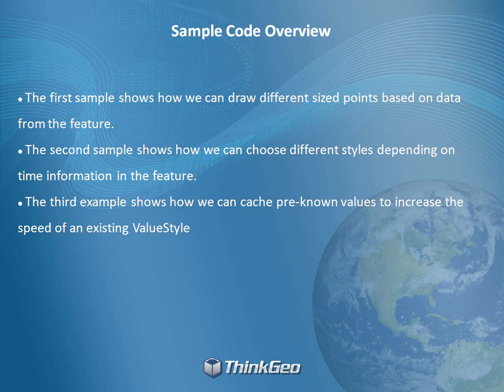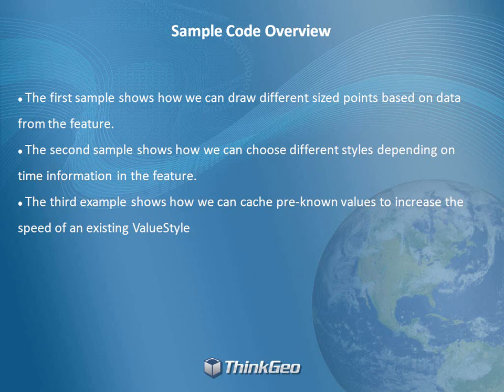Now, you can get almost the same effect by using a value style or a class break style. However, the difference is that a value style and a class break style are very coarse-grained. I mean, inside of a class break style, you might have 5 class breaks or 10 class breaks, but you wouldn't want to have 1,000. But if we create our own custom style with this factor, then we can have points of almost infinite sizes. So it's very flexible.